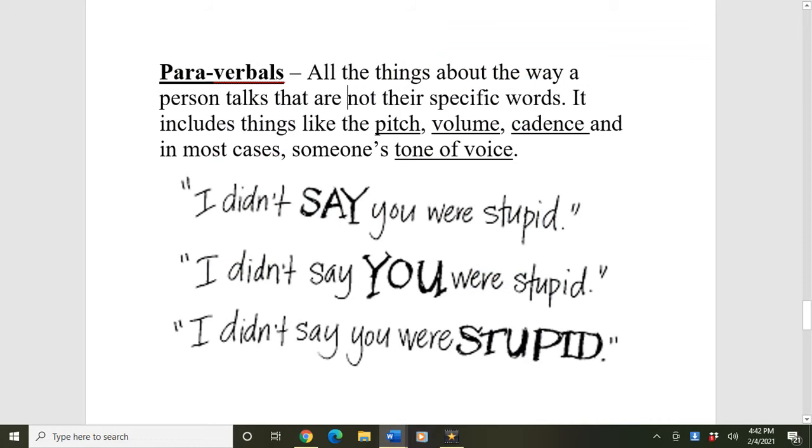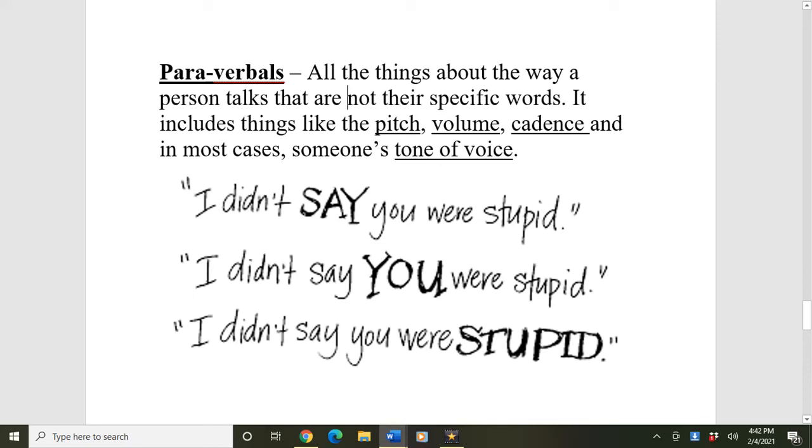If you've ever heard the phrase, it's not what someone says, it's how they say it, then you are familiar with the concept of paraverbal communication. And paraverbal communication are all the things about the way a person talks that are not their specific words. It's not the words that they say, it's how they say them. And they include things like pitch, volume, cadence, which is the rhythm of how people talk, and then also someone's tone. So you have to listen to someone's tone of voice and how they put emphasis on words if you really want to understand the emotional meaning behind what they say.